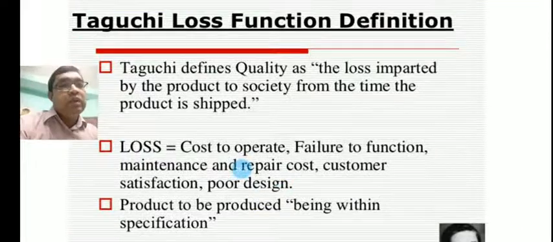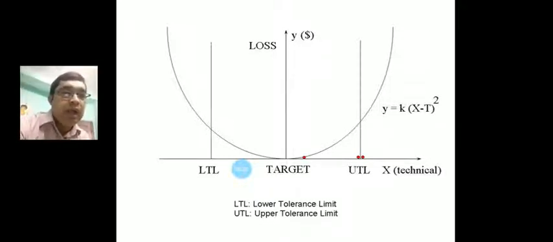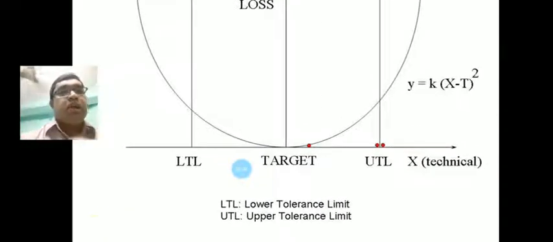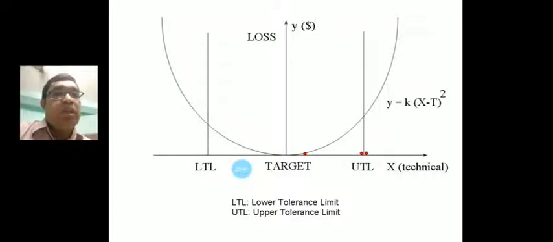According to this, the Taguchi loss function is considered. You can see the lower tolerance limit, LTL, and the upper tolerance limit, UTL. Here the lower tolerance limit is very high and the upper tolerance limit is very low, so the gap is very large.